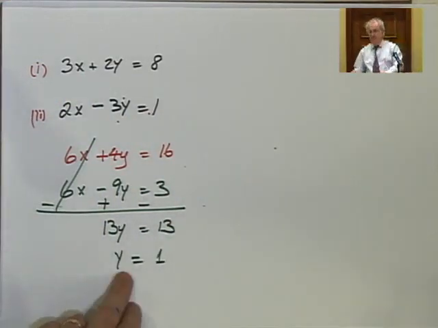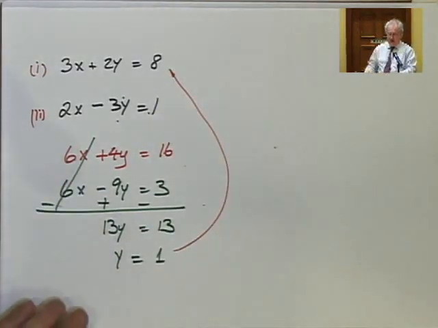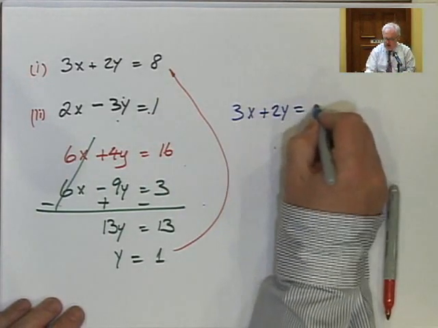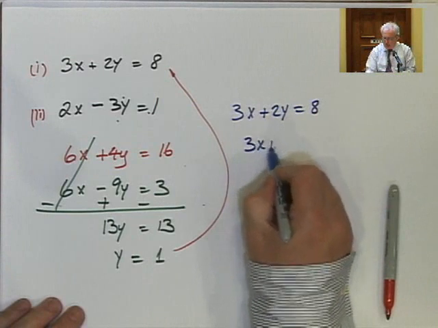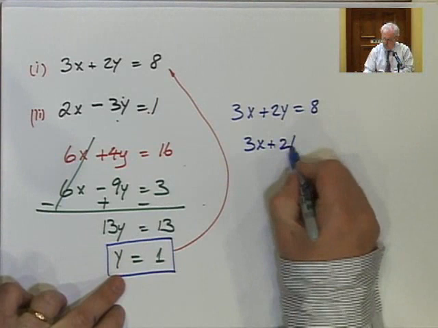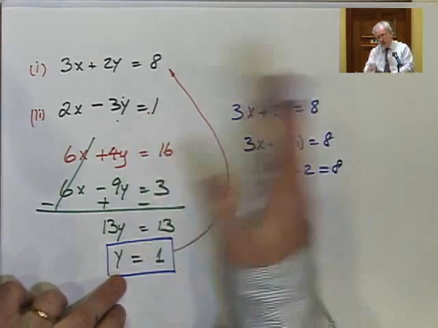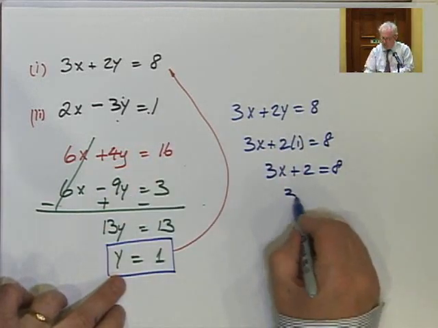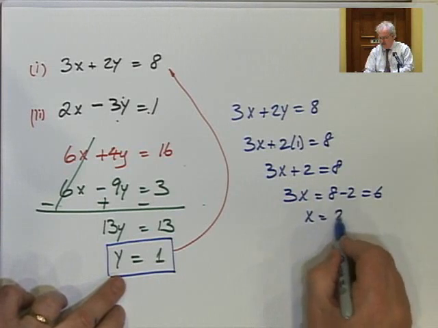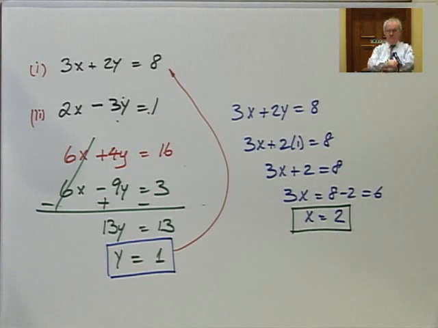Now, if y is 1, I can go back in and use that in the first equation or the second. I'm going to use it in the first one. So 3x plus 2y is 8. 3x plus 2, but I know what y is, 2 times 1 is 8. 3x plus 2 is 8. I go through all the swapping and the changing and all that. 3x is 8 minus 2, which is 6. Divide and all that, x is 2. So I now have both values.